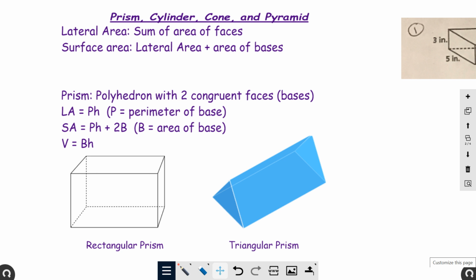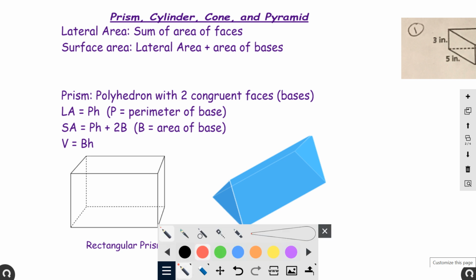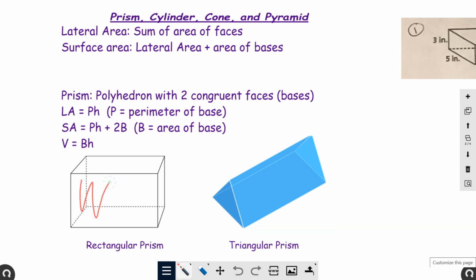Lateral area is like we're painting this room, we're painting the walls. Surface area is when we paint the walls, the ceiling, and the floor. So surface area is all surfaces. Lateral area is just the faces. So when you look at these shapes here, the lateral area would be the front, the side, the back, and this other side, not the top or the bottom.